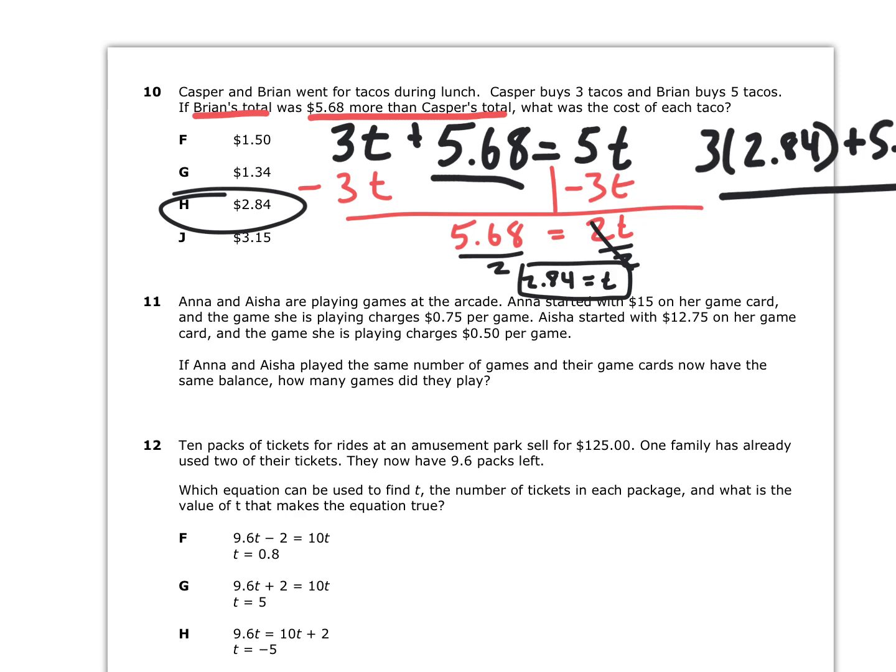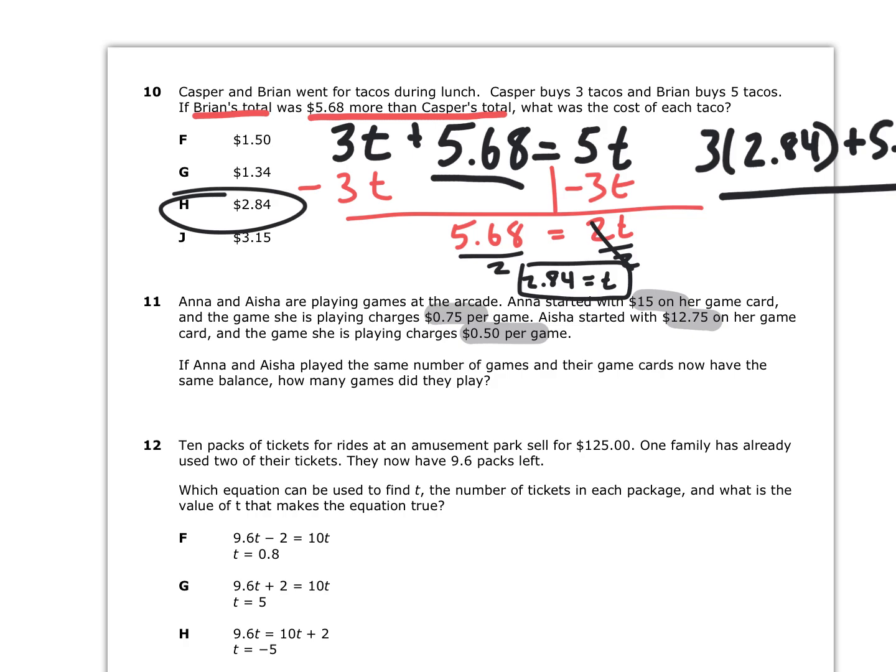Anna and Aisha are playing games at the arcade. Anna started with $15 on her card, and the game she is playing charges 75 cents per game. Aisha started with $12.75, and the game she's playing is 50 cents per game. If Anna and Aisha played the same number of games and their game cards now have the same balance, how many games did they play?